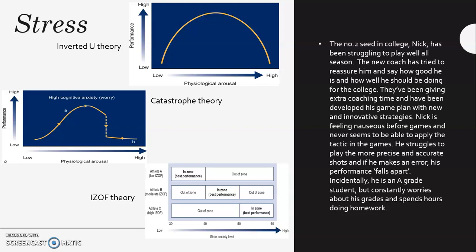Therefore, he might have high trait anxiety, but he definitely has high state anxiety during a match, as he feels nauseous before games. He also has competitive anxiety, as it occurs during a competitive match and when there is a crowd and other factors affecting him.